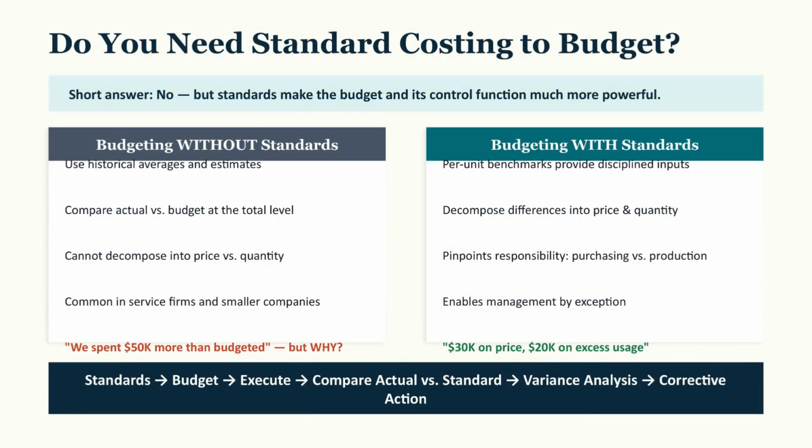Students wonder, do I need standard costing if budgets merely multiply standards by volume? Technically, you could rely on historical averages. However, without standards, you simply arrive at a lump sum with little detail. With standards, you apply per-unit benchmarks that break down costs into price and usage variances. This gives you diagnostic power to pinpoint issues. In short, standard costing transforms a budget from a static plan into a detailed performance tool.